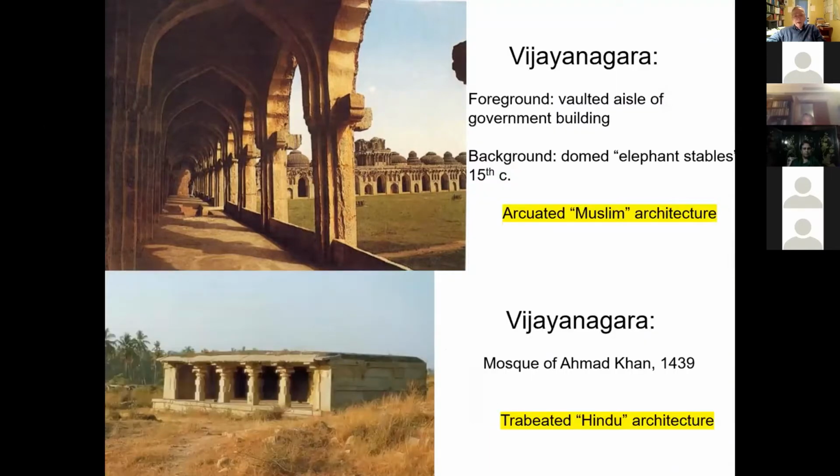But at the same time, and fascinatingly, only a mile or so away from the above image, you have this mosque in trabeated form. And these two images, it seems to me, really show the lie to any notion of Islamic architecture or Hindu architecture, words that have been used for generations by scholars.